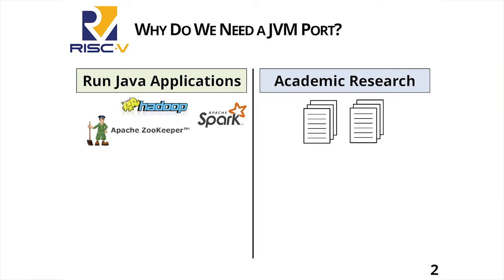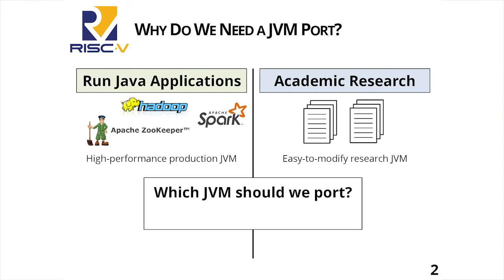And these are somewhat conflicting goals. To run Java applications, we really just want to port a really high-performance production JVM, whereas for academic research, we want an easy-to-modify research VM. So the question that we had to ask ourselves was, which of these JVMs should we actually port? And the conclusion we came to is, we're just going to port both of them.